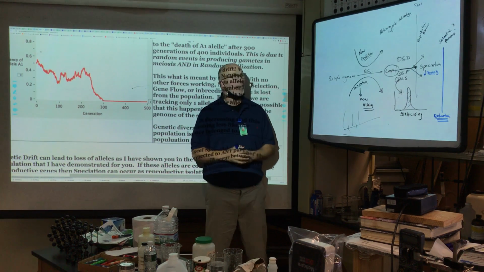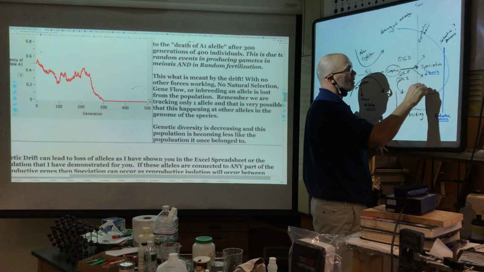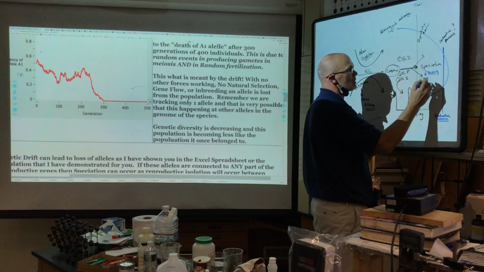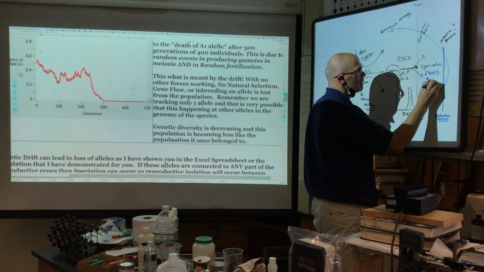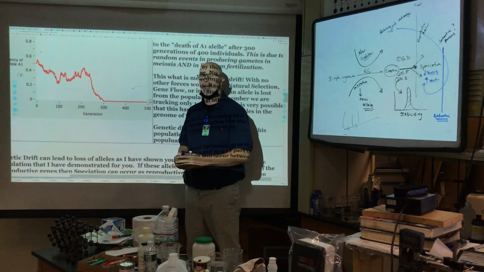So diversity is dropping, but heterozygote advantage increases or maintains the diversity. So it's a balance. But if there's not a heterozygote advantage for that allele, okay, it'll be lost.